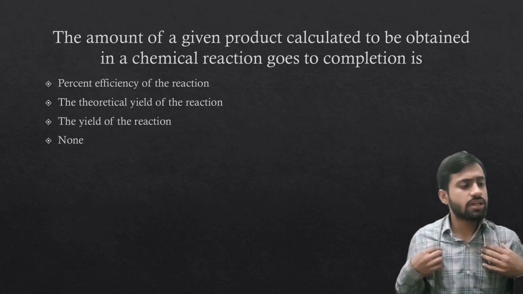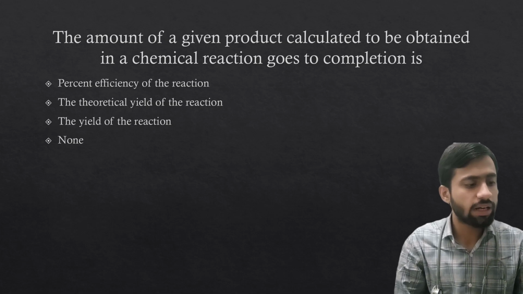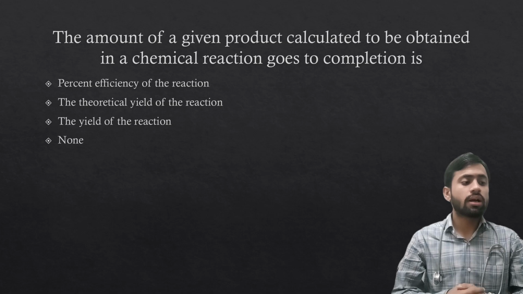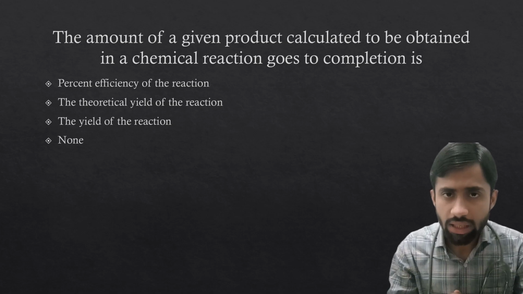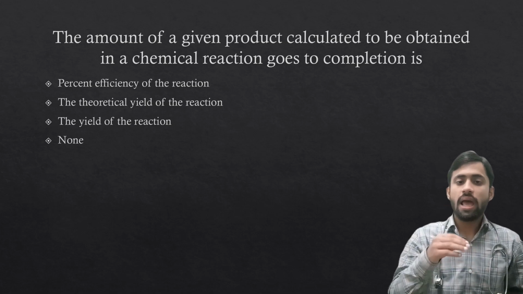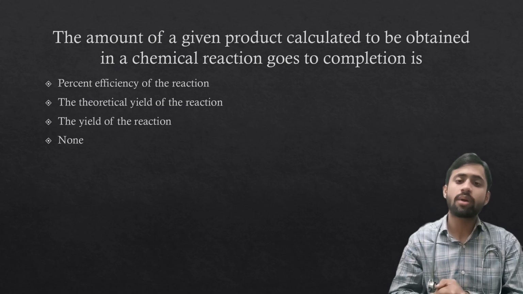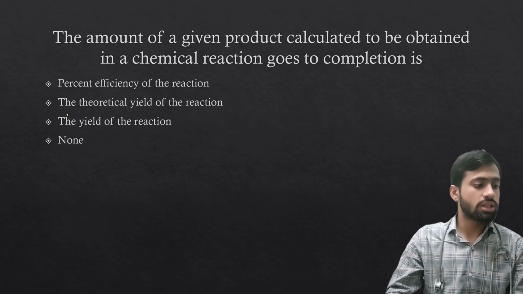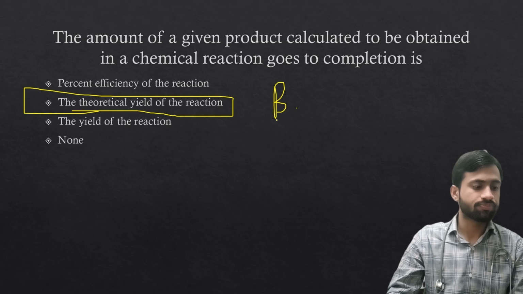Next MCQ states that the amount of given product calculated to be obtained in a chemical reaction that goes to completion is. So the amount of product that is calculated theoretically in a reaction is the theoretical yield of a reaction. If you calculate the yield experimentally while doing the experiment, then it becomes the experimental yield. So this is the theoretical yield of the reaction. That is your beta option, the right answer.